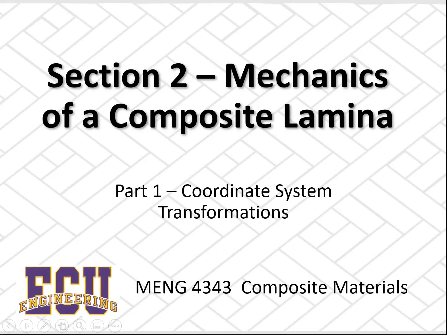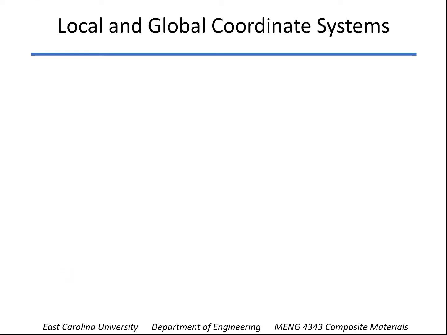As we begin section 2, we're going to be looking at the mechanics of an individual composite layer, or a lamina. To start with, we're going to use the stress and strain transformations that we learned how to do for general tensors in section 1. And we're going to apply those, again, to a single composite layer. So to begin, let's define what we call the global and local coordinate systems.